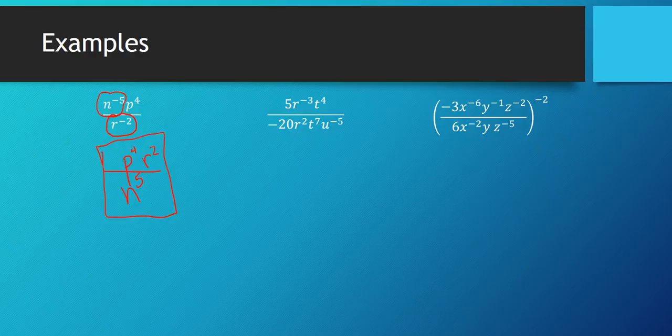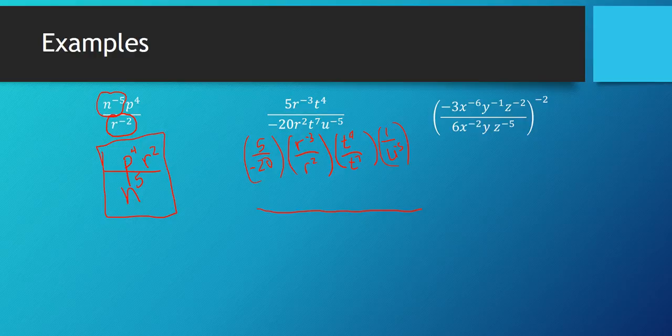Alright, let's look at the next one. I have 5 over negative 20. That's one part I need to simplify. I have r to the negative third over r squared. I have t to the fourth over t to the seventh. And I have 1 over u to the negative fifth. So let's simplify each grouping first, and then we'll worry about the negative exponents.